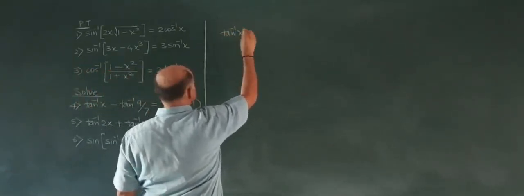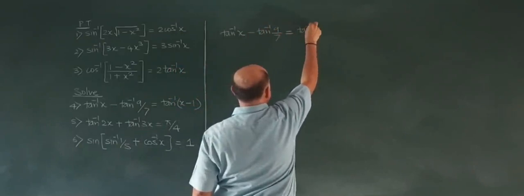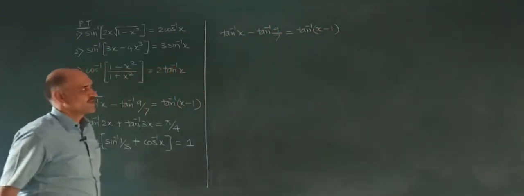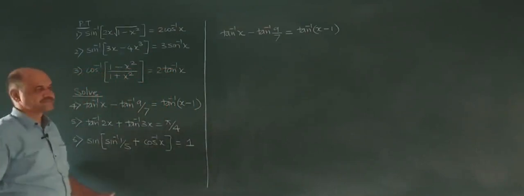So now the last section, where it says solve, means we are required to find the value of x. So I will take the first one, that is the 4th over here. So tan inverse x minus tan inverse 9 by 7 is equal to tan inverse of x minus 1. We are required to find the value of x.